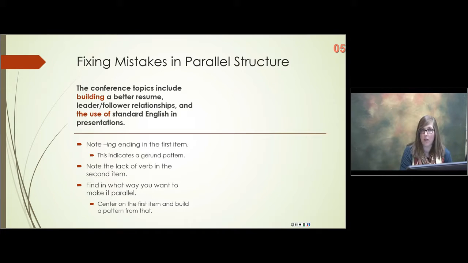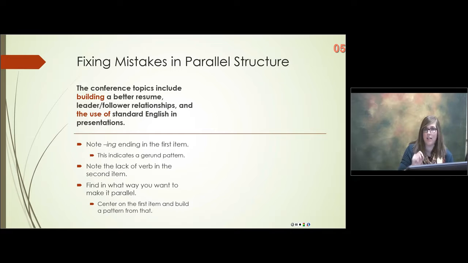You're not using running as a verb like I am running. You're using it as a noun, which means you're using a gerund. Moving on, the lack of a verb in the second item. If you're starting off your list with verbs, you're going to want to continue the list with verbs, or gerunds, so to speak. And then finally, you want to make it parallel. I center on the first item and then build a pattern off of that. That's a great way to combat your parallelism.